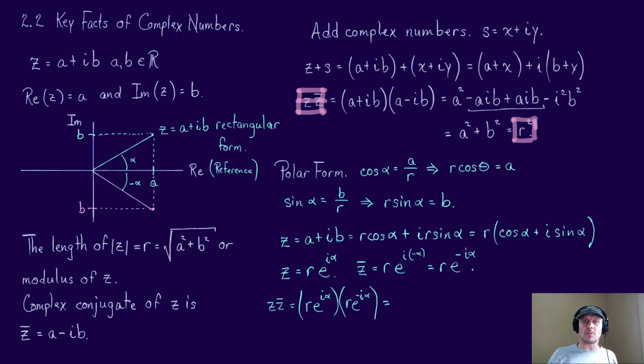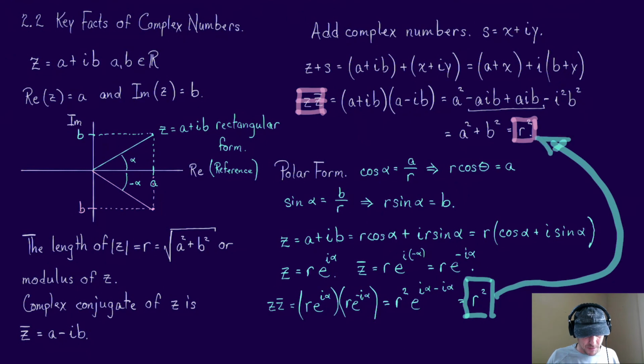But remember, when you're multiplying exponentials, you multiply the r's, so that's going to be r times r, or r squared. And then since we're multiplying the exponentials, the beauty of multiplication of complex numbers in their polar form is all you do is add the exponents. So this becomes e to the i alpha minus i alpha. Oh, but those are opposites. In other words, this is r squared times e to the 0. E to the 0 is 1, and this is r squared. And r squared is exactly what we suspected from up above.